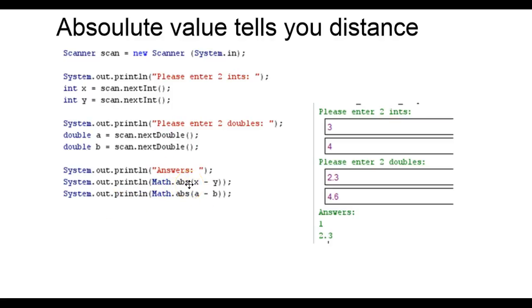Math.abs, the absolute value, the difference between x and y. Math.abs, the difference between a and b. Now notice, the first time we do it, we use 3 and 4. The second time we do it, we use decimals. The first time we do it, we get 1. The second time we do it, you get 2.3. Think about that for a second.